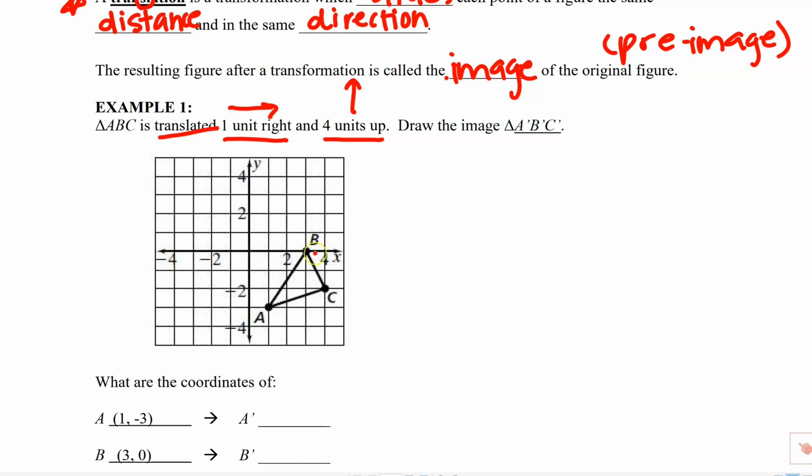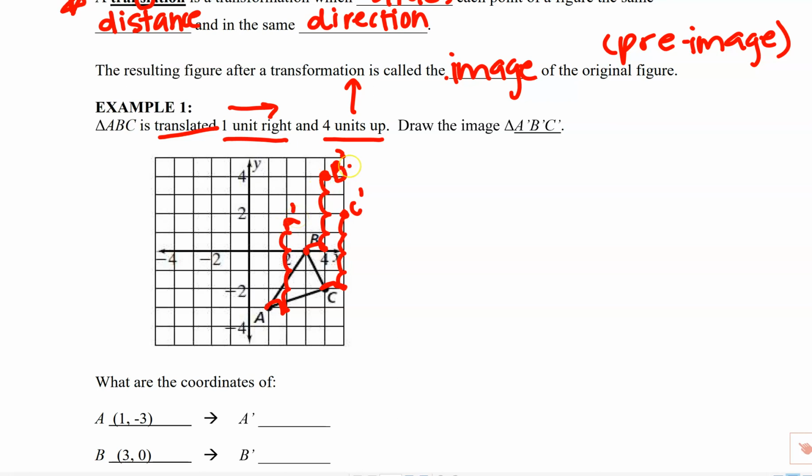So each point is going to move. So here's one point. I'm going to move it 1 to the right and then 4 up. So 1, 2, 3, 4. So my new point is right here. And that one is now B prime. So the little sign up there is called prime. That's how you know that is the new point. So I'm going to do that with all the points. 1 to the right and 4 up. 1, 2, 3, 4. And do it again. 1 to the right and 4 up. 1, 2, 3, 4. So that is all that you're doing.